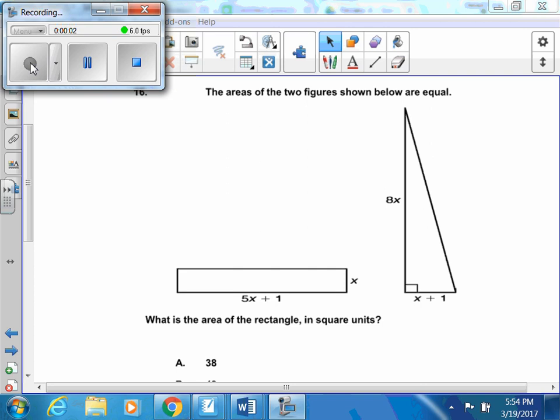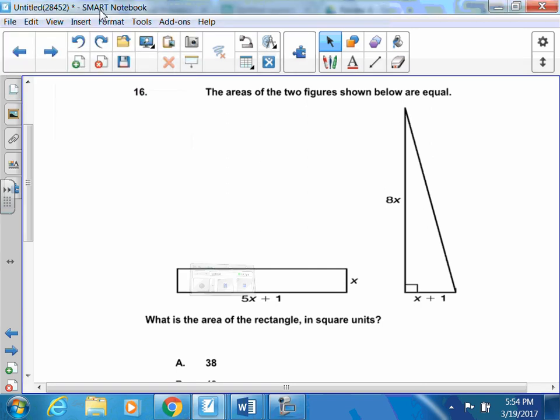Here, the areas of the two figures below are equal. So, and then we want to figure out what the area of the rectangle is. So the areas are equal. We have to know the formula to find the area of a rectangle and a triangle.